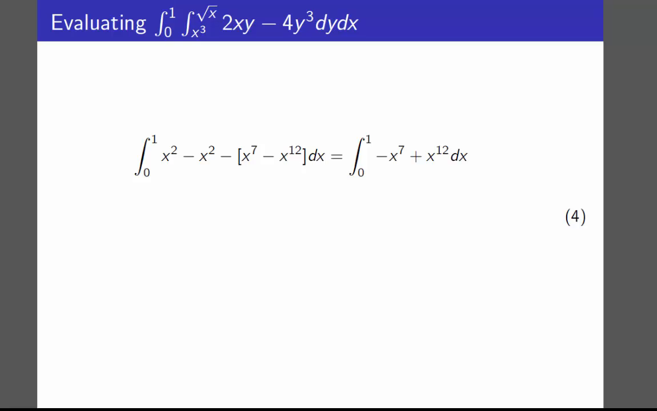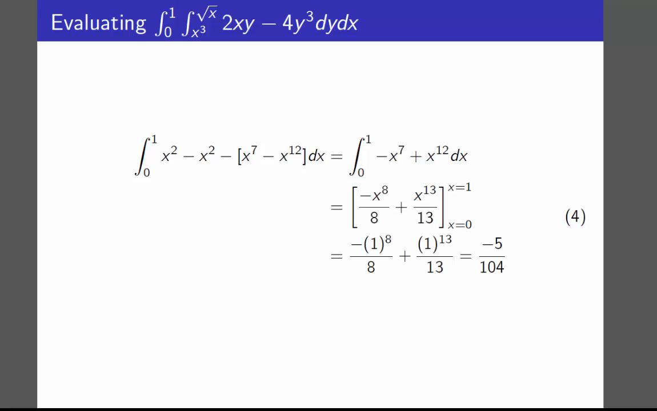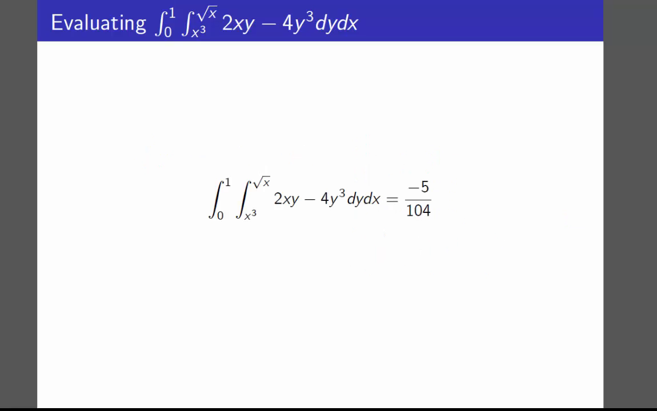Once we have this, it's a simple calculus 1 integral. From here, we arrive at the final solution of negative 5 over 104. So we can conclude that our desired double integral is equal to the value of negative 5 over 104.